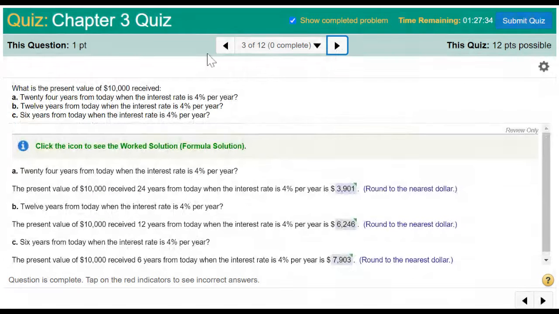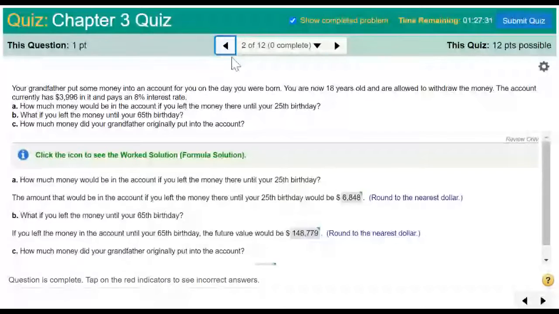Professor, can you please explain that again? Okay. The initial investment when you're 18 years old, this is what you have in the account. $3,996. We have it right now. That's the present value. Do you understand that so far? Yes. Now I'm going to leave it till I'm 25, and I'm going to take it.